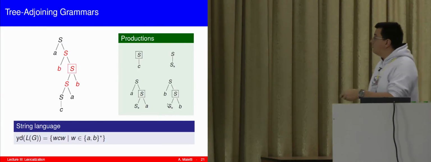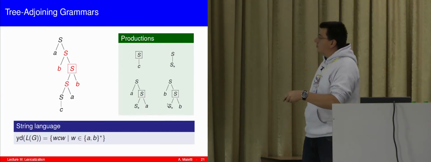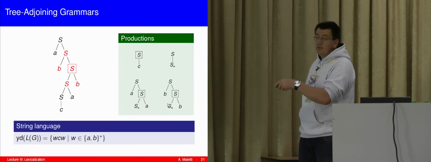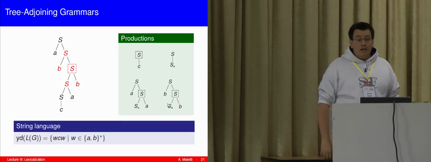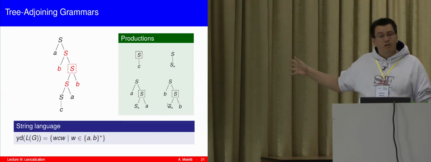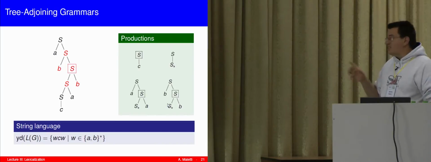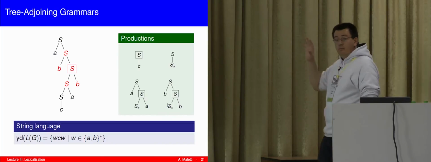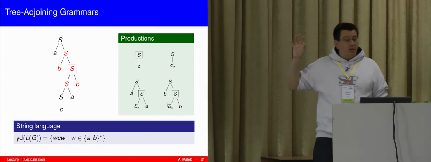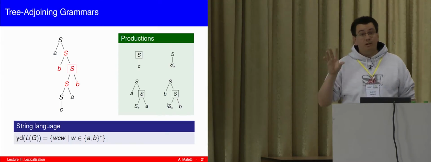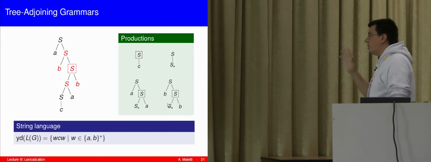And this allows you to, for example, construct a language that is WCW, because you can imagine that this here will always be the same as this here. Which is not context-free, right? Okay, good. This is no longer context-free, so this mechanism can generate non-context-free string languages. So it's more powerful than the regular tree grammars. They can only generate context-free string languages.